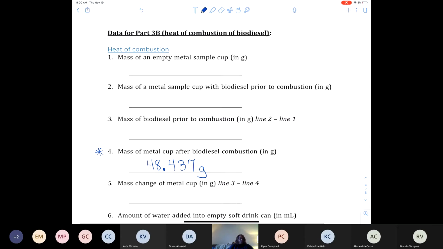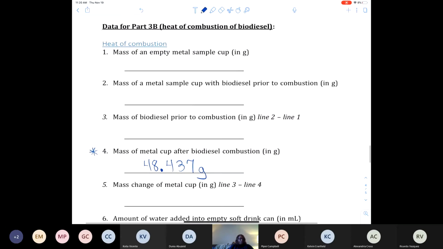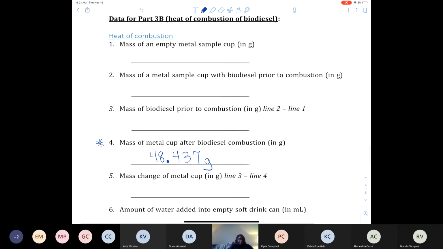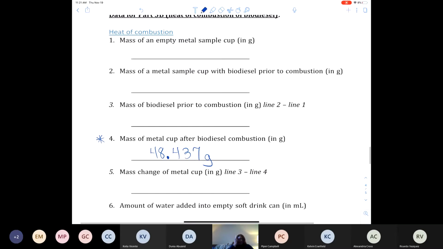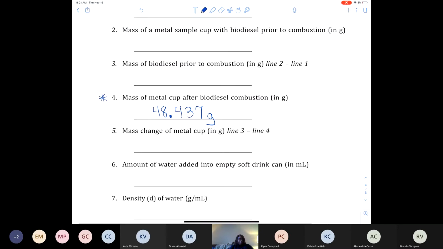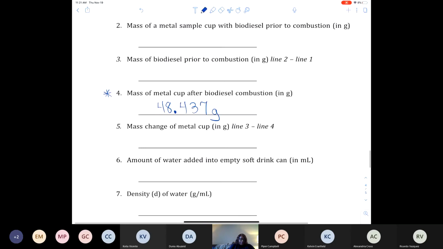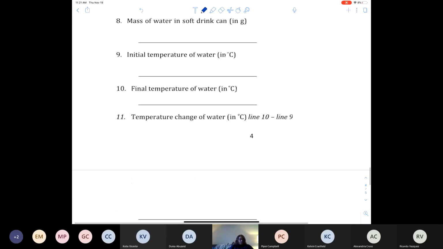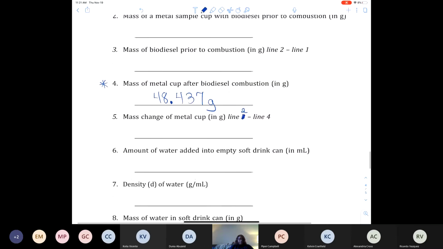So that's the data for part 3B for the heat of combustion of biodiesel. These other values you'll be able to get from pictures and the videos, as well as performing calculations. And for the calculation that you'll perform for line 5, there's a typo here. That should be line 2 minus line 4. And I do believe that's all of the changes or additions that I needed to tell you about.